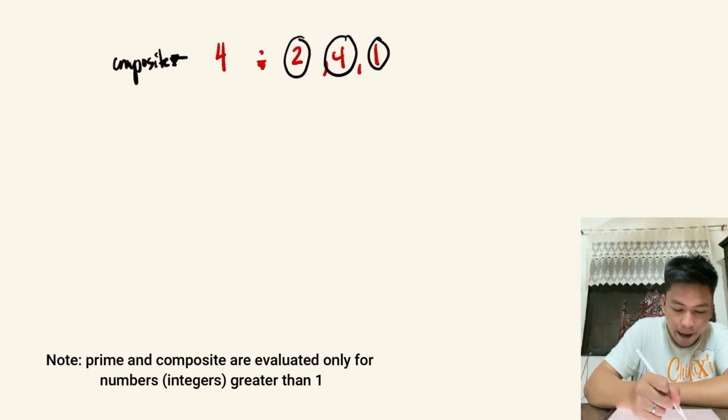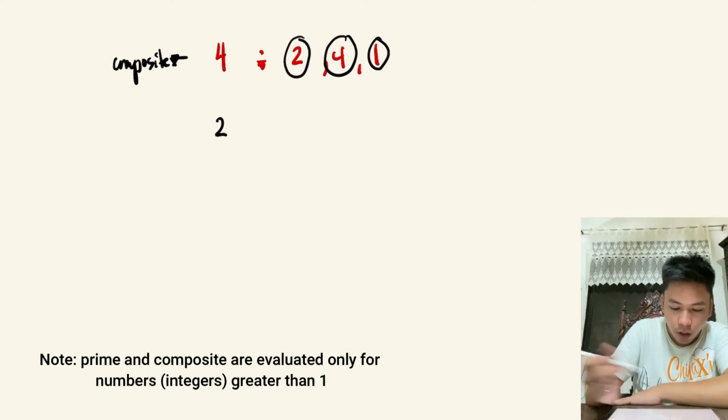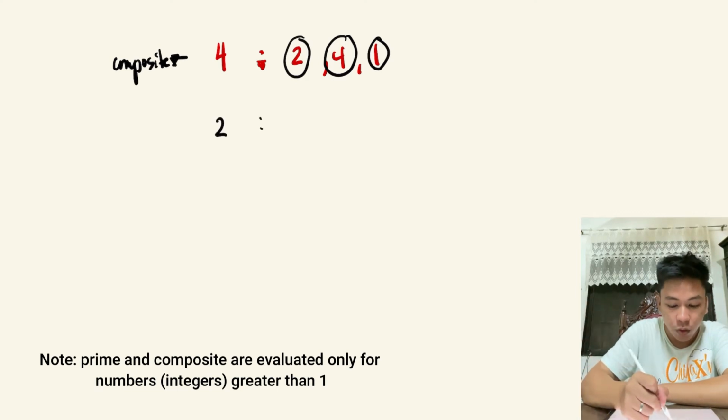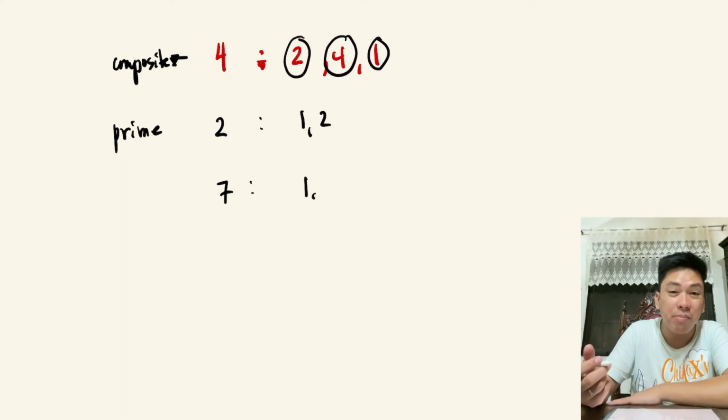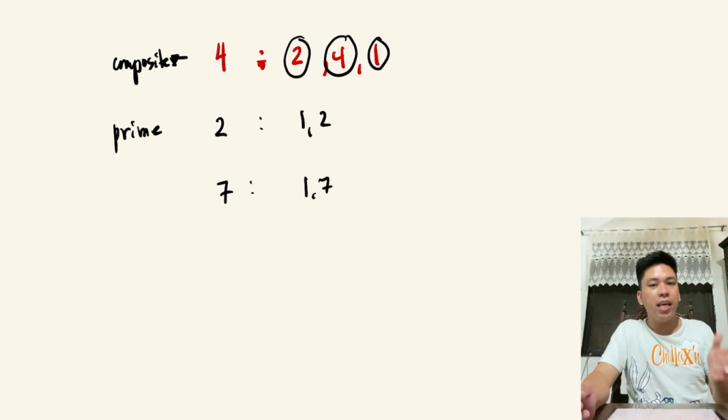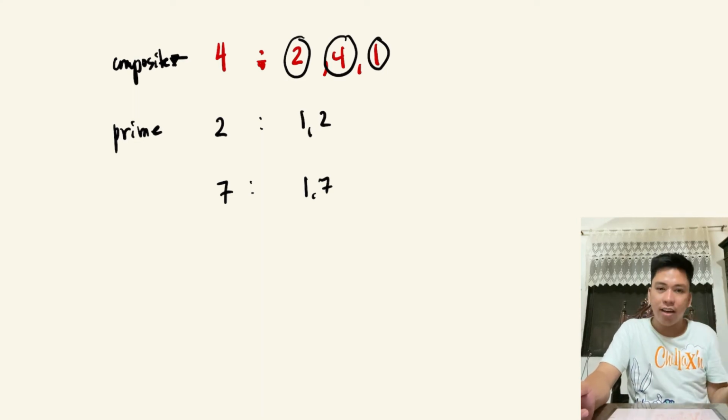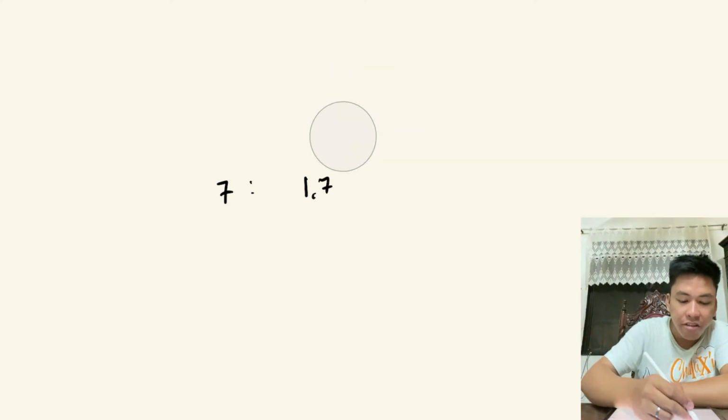Okay. When we say 2, the only divisors of 2 are 1 and 2. So, therefore, 2 is a prime number. How about 7? The only divisors of 7 are 1 and 7. So, therefore, 7 is a prime number. How about 3? 3 is a prime number. Let's say 10. 10 is not. 4 is not. 6 is not. 9 is not because the divisors of 9 are 3, 9, and 1. So, tatlo. But 11 is a prime number because the only divisors of 11 are 1 and 11. So, ganon. Now, ano yung factor tree?